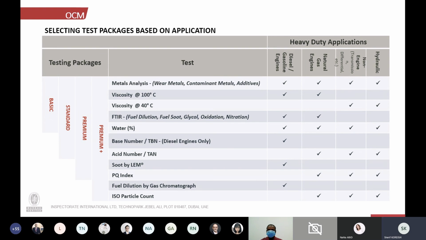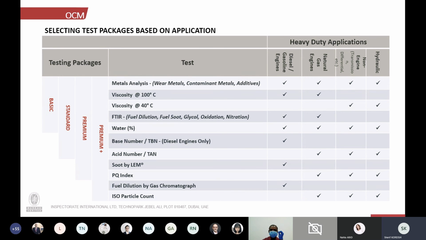After the program starts, we will be sitting with you to select what type of package to be tested. BV offers 4 major packages involving several suites of testing. We are offering a basic test package, which, for example, for the diesel engine includes the metal analysis, the viscosity at 100, the FTIR for fuel dilution, soot, glycol, oxidation, nitration, and sulfonation, and water content. We have the standard package, we have the premium package, and the premium plus package.